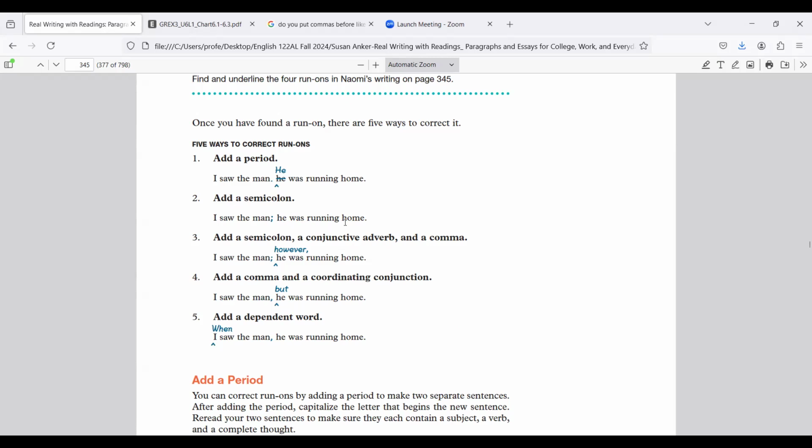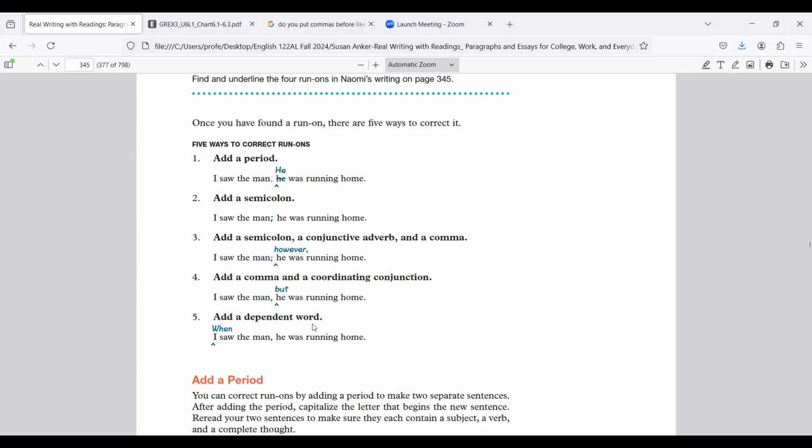giving emphasis to this. The next way is to add a semicolon, a conjunctive adverb, and a comma. I'll give you a list of conjunctive adverbs and explain what they are. I saw the man; however, he was running home. I could add a comma and a coordinating conjunction. We'll talk about coordinating conjunctions. I saw the man, but he was running home. This needs a comma. This needs a coordinating conjunction.